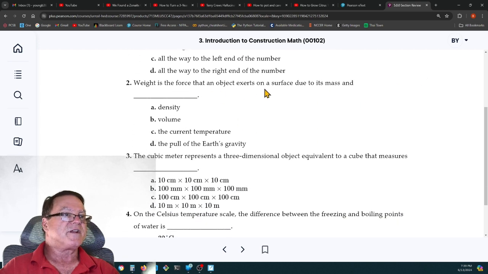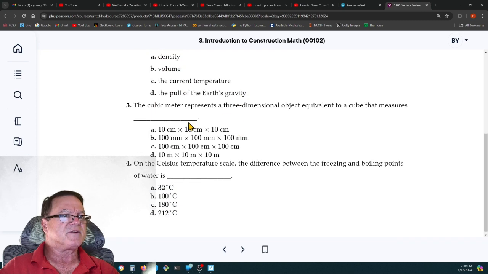Weight is the force that an object exerts on the surface due to its mass. And I believe it's weight. What is it? Mass and density? I don't remember seeing that one. I must have skipped over it.